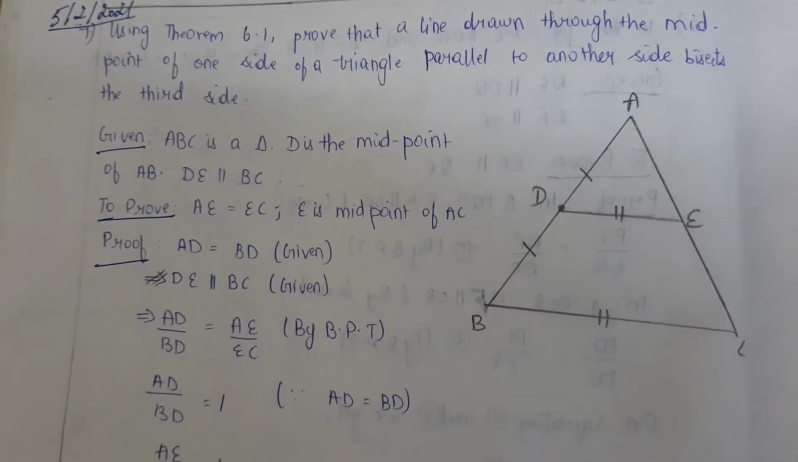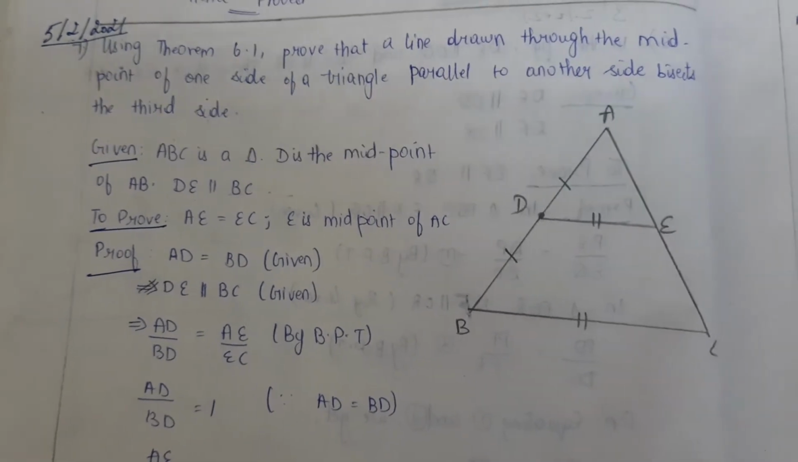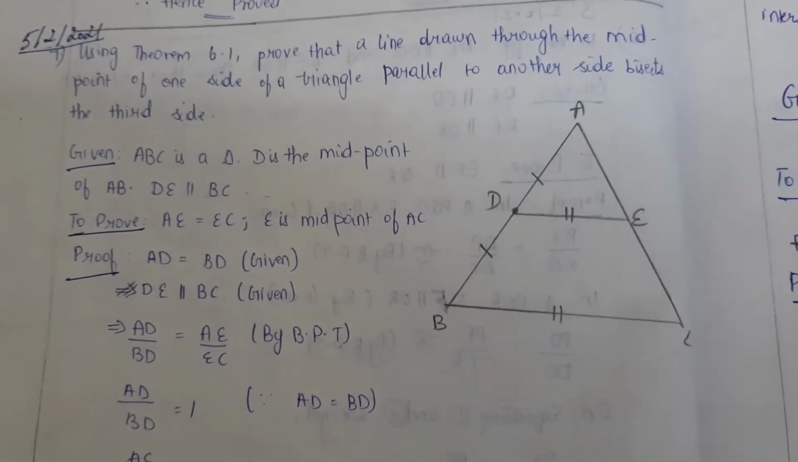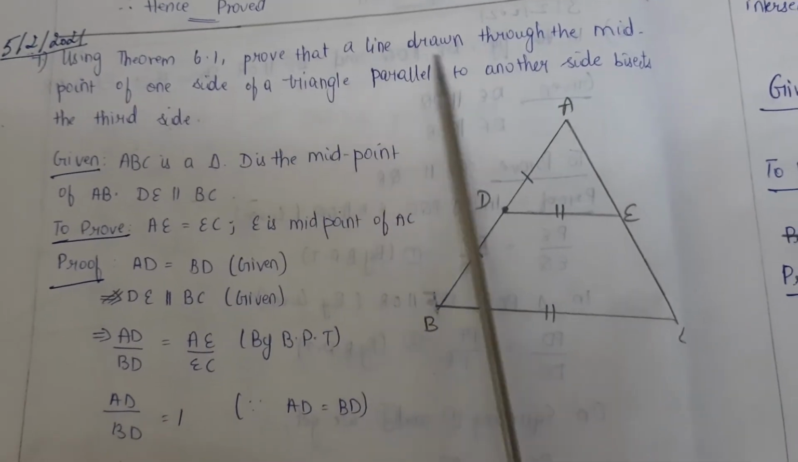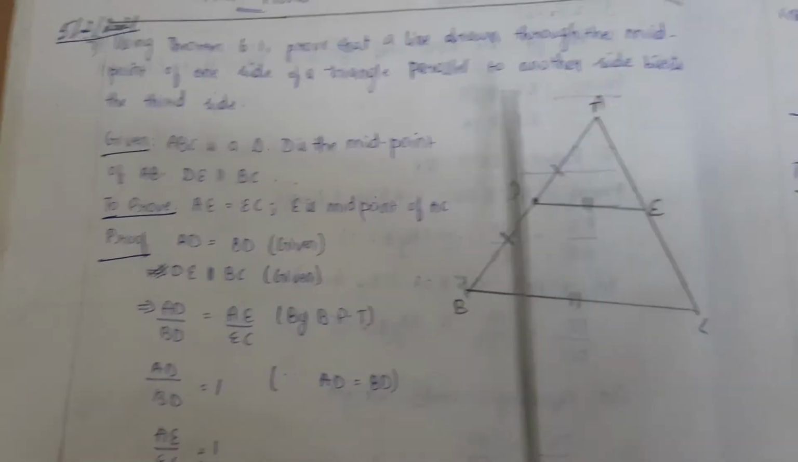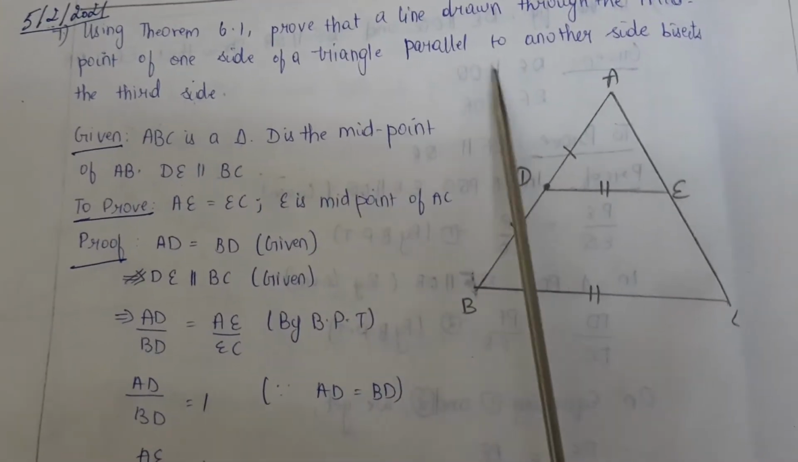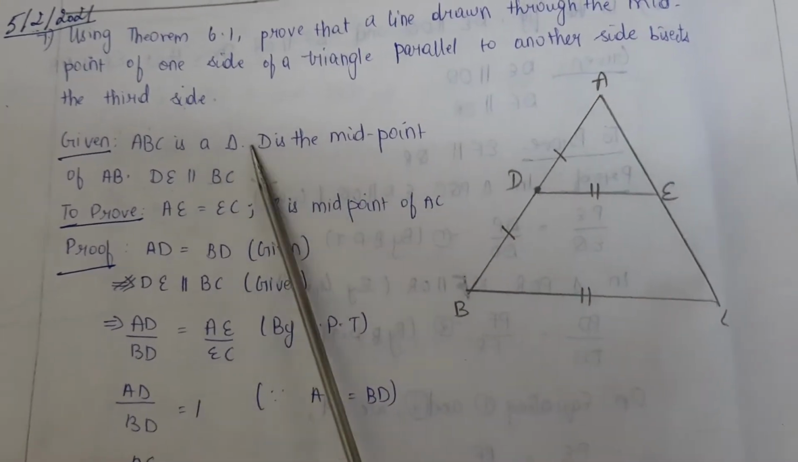Dear children, today we are going to solve the 7th problem in exercise 6.2. Using theorem 6.1, prove that the line drawn through the midpoint of one side of a triangle parallel to another side bisects the third side.